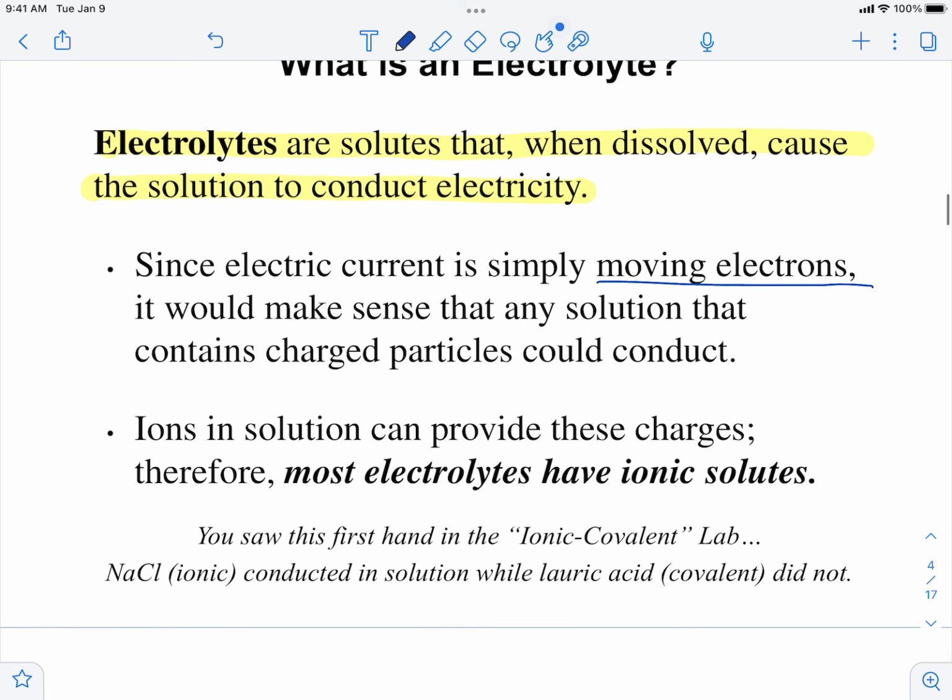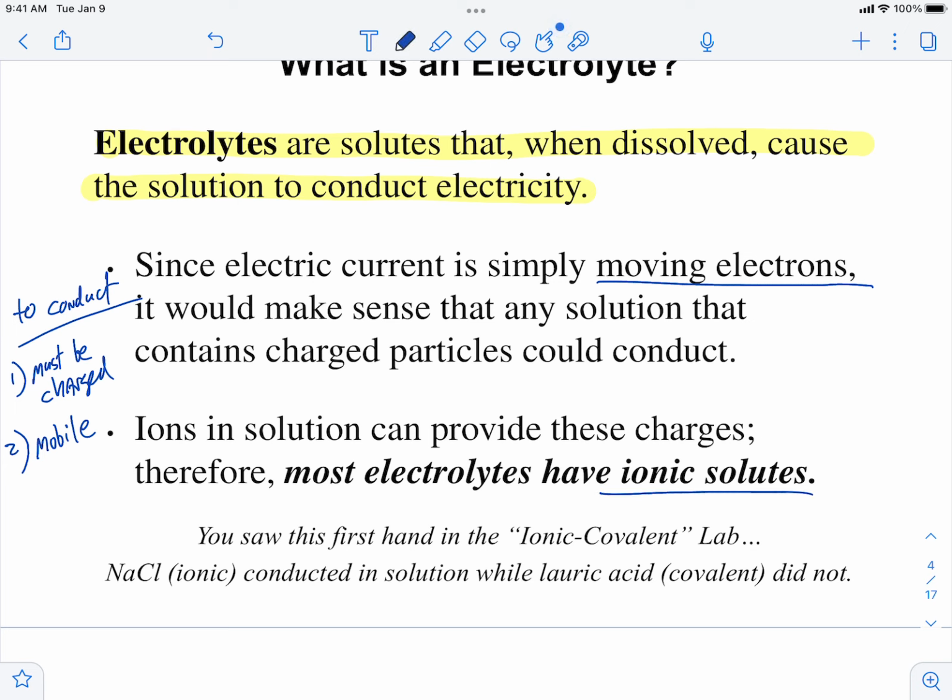I'm going to wedge in here some qualifications. In order to conduct, there's two qualifications. One, you must have something charged. So that means ions or electrons. Two, the particles must be able to move. They must be mobile. Like a solid is not mobile, it's immobile, so solids don't conduct, right? But ions, when you dissolve them, when you melt them, they do. So therefore, most electrolytes have ionic solutes.